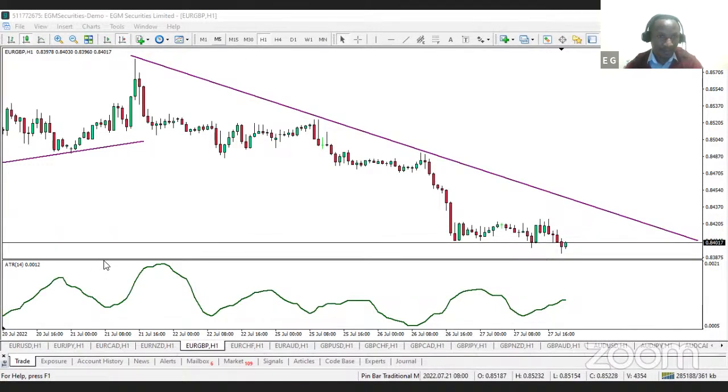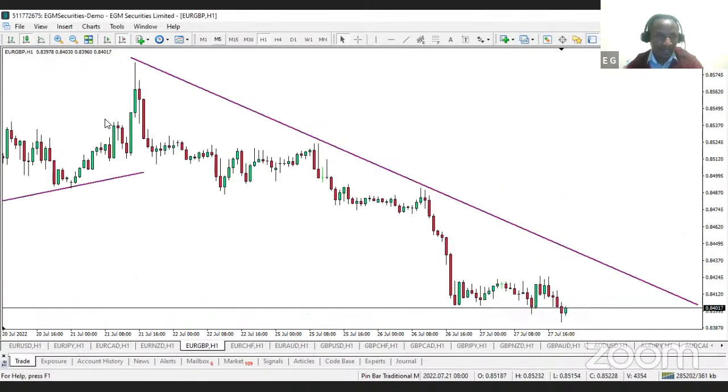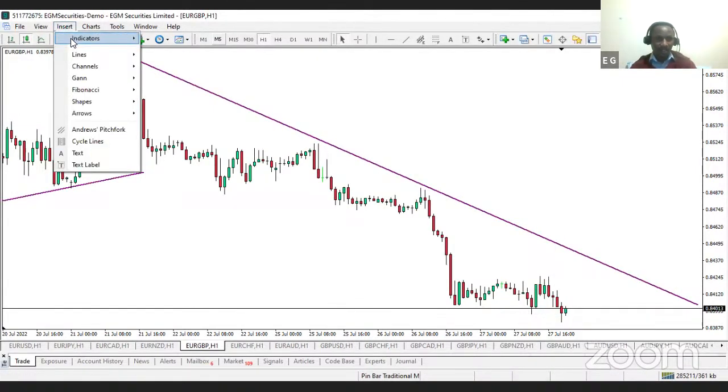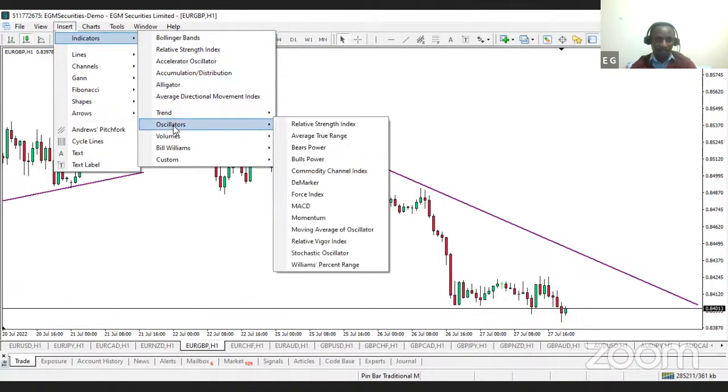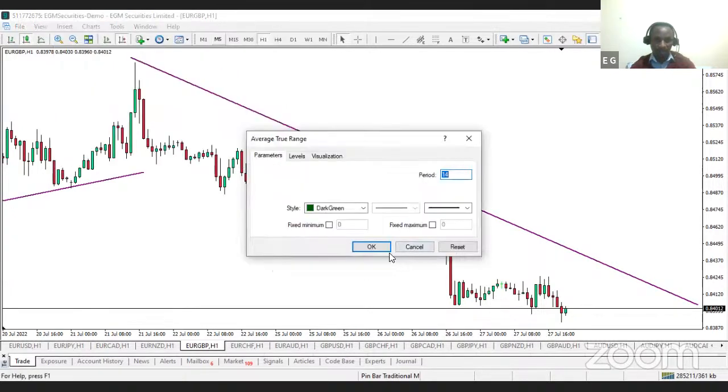So here we have a chart. This is euro pound. On MT4, you'll just go to insert, then you click indicators. ATR can be found under oscillators. It's called average true range in full. When you click on it, you can keep the default settings.